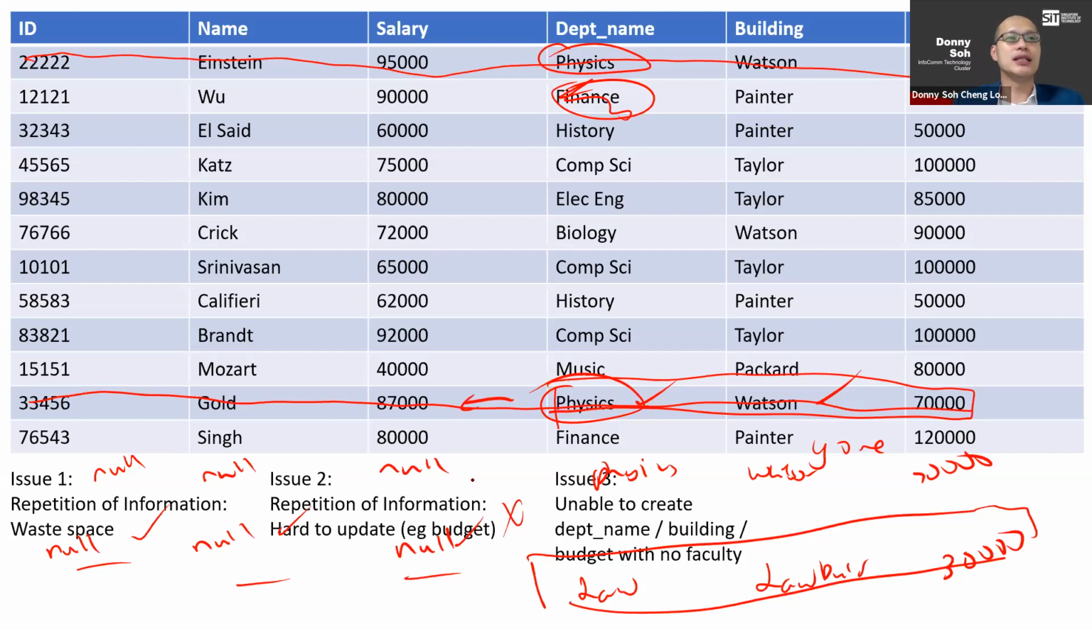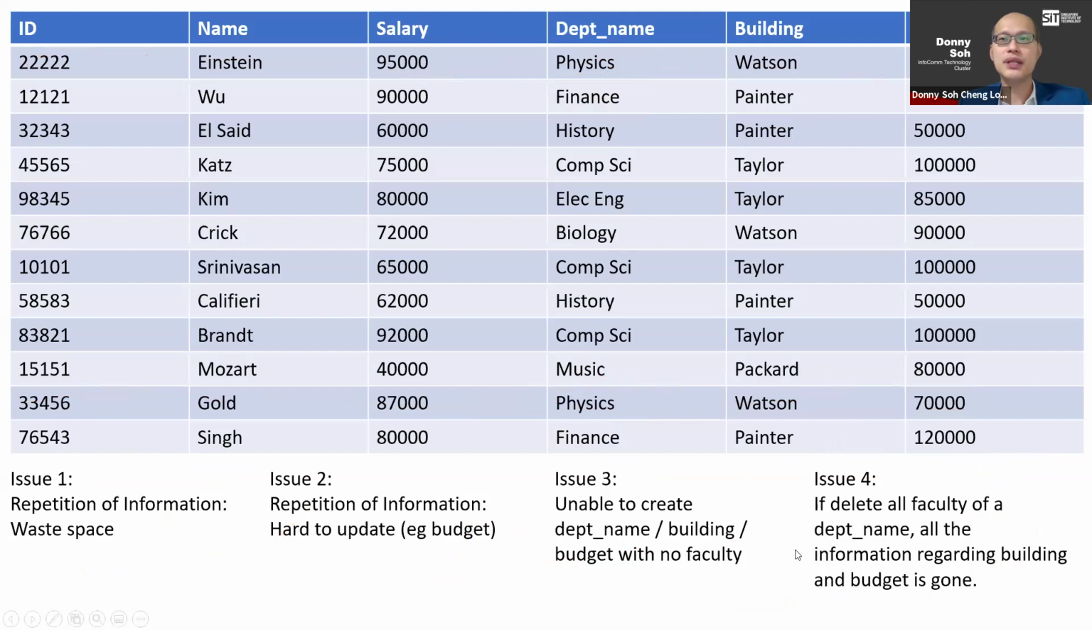Even in the deletion of a faculty member, he needs to ensure that there is still at least one faculty member there. Otherwise, they will have to create so-called placeholder fields such as these. So that is the idea. That's one of the issues behind these flat files that I'm trying to explain.